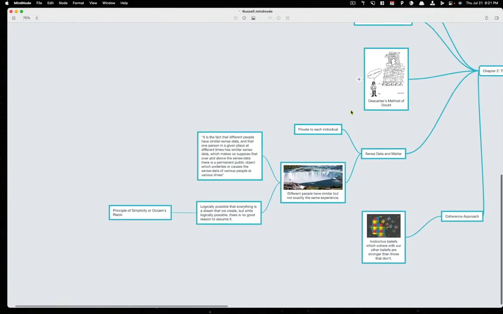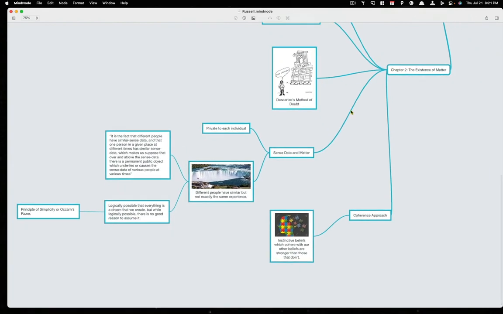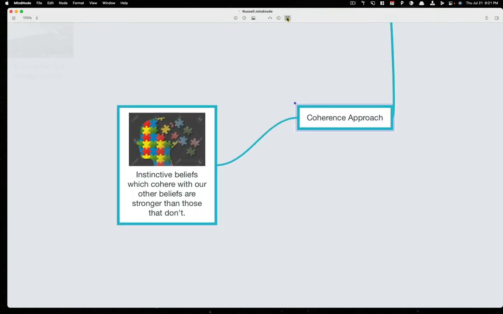Now, that sort of view, that there are things outside myself, Russell refers to as a sort of coherence approach. And what that means is that when we claim to know something, a lot of times one way of establishing that what we're claiming is true is by saying that there is this sort of web of beliefs and ideas that all string together in a coherent manner. So instinctive beliefs which cohere with our other beliefs are stronger than those that don't.